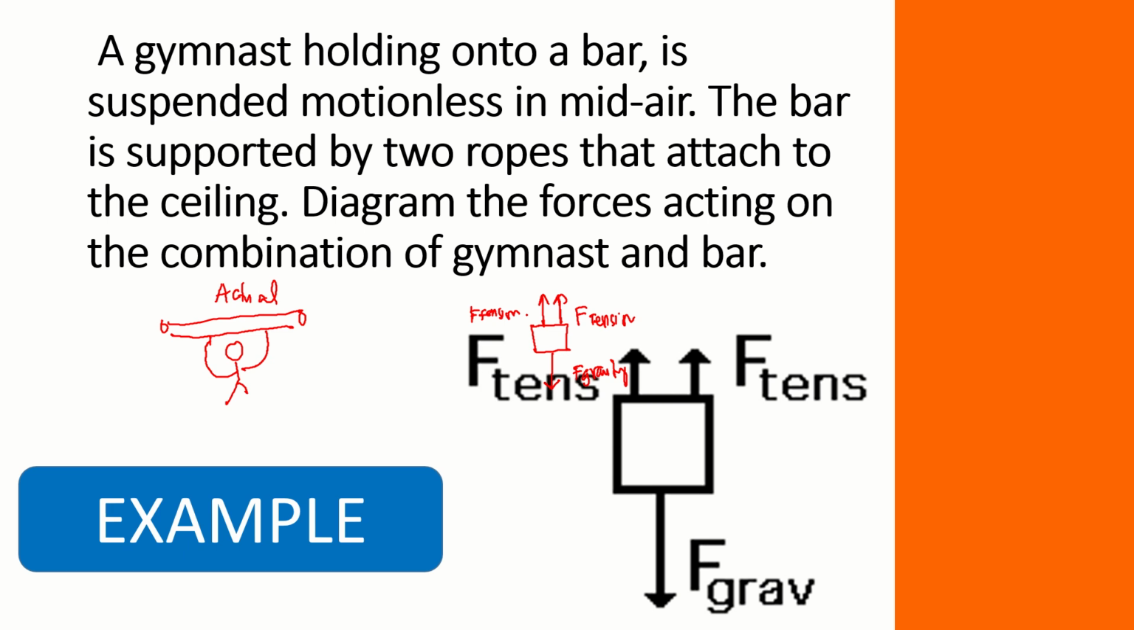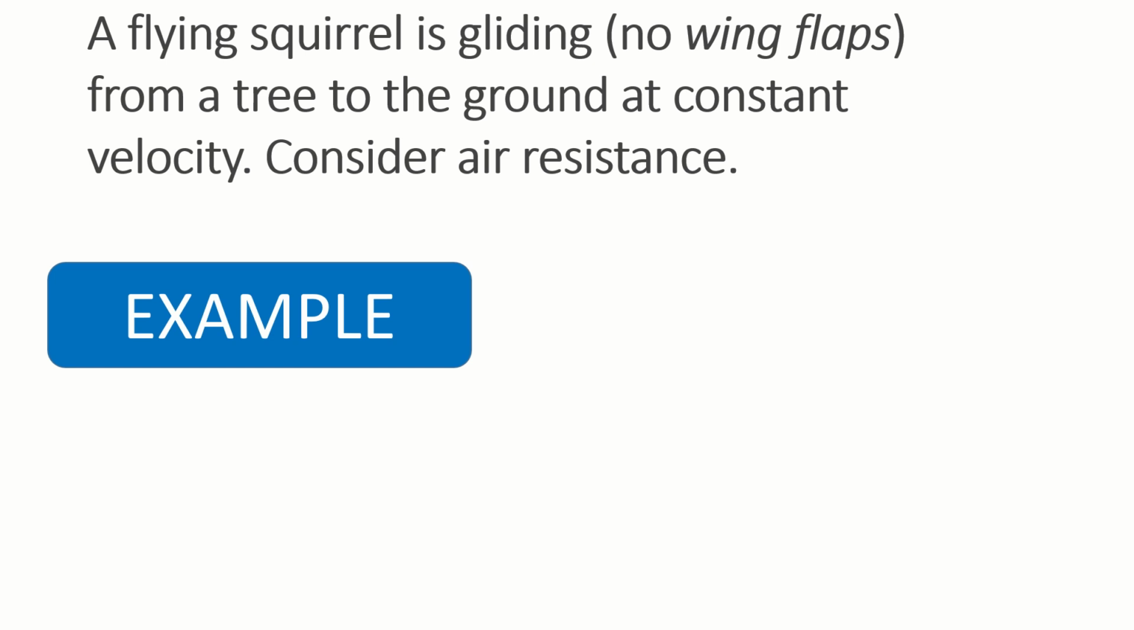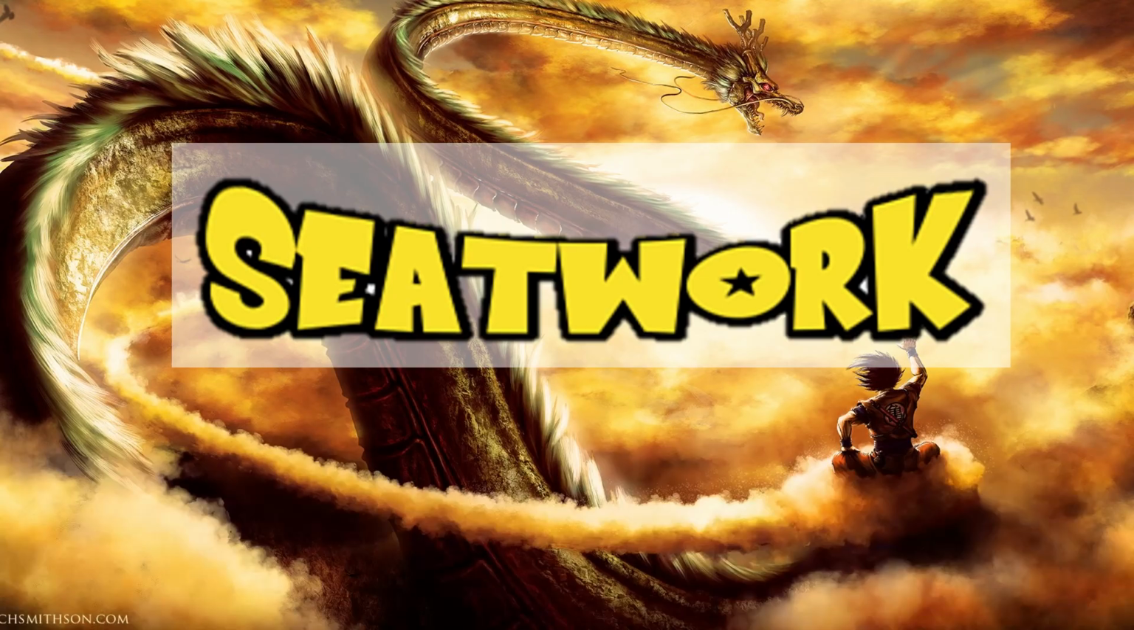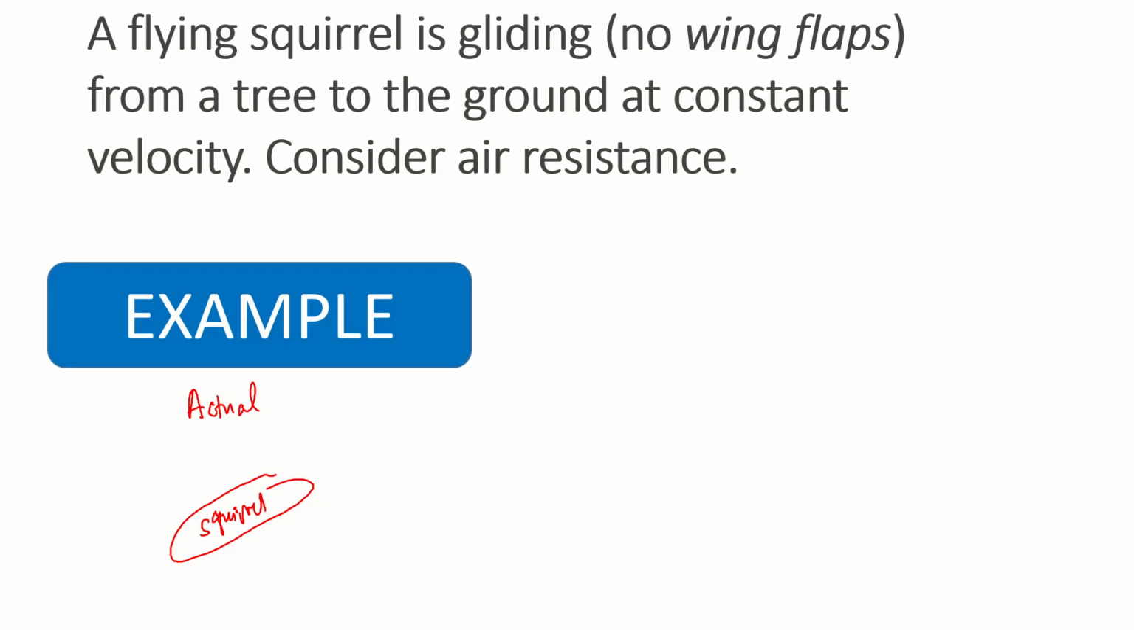Sir, meron ba tayong friction? Wala naman kasi hindi naman kailangan. Ito yung pinaka-important na mga forces na meron tayo. So next, a flying squirrel is gliding from a tree to the ground at a constant velocity. Consider air resistance. So kung gagawa tayo ng actual, drawing tayo ng squirrel. Ayan. Squirrel. And then, it's gliding down at a constant velocity. Consider air resistance.